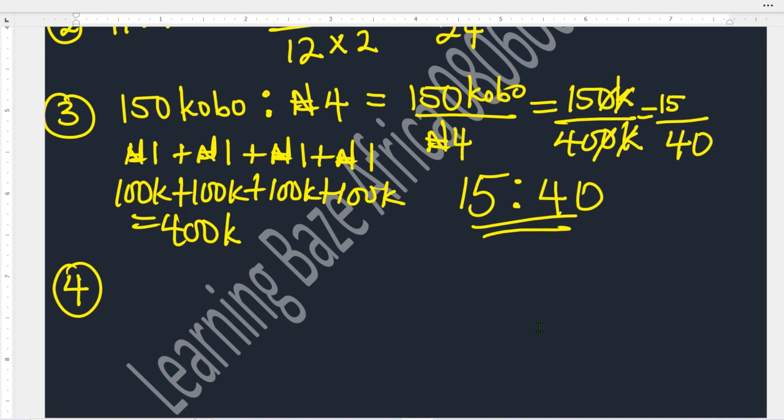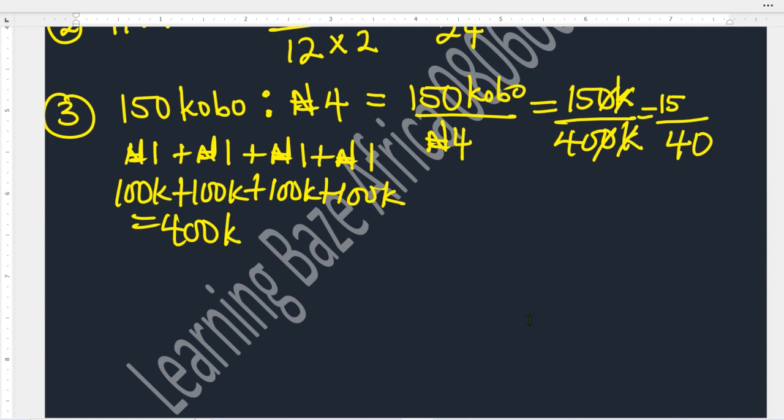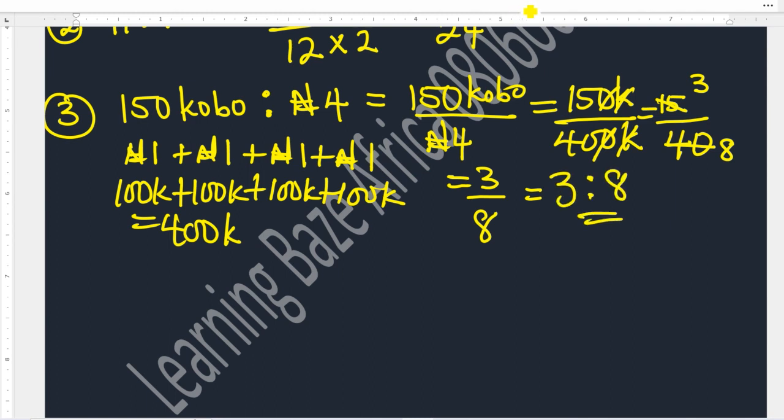Okay, so I hope you understand. Oh, thank you. Now I can see 15 ratio 40. Yes, 5 can still divide. 5 can divide 15 and 5 can divide 40. So 5 into 15, that is 3. 5 into 40, that is 8. So that will be equal to 3 over 8. Writing it back as a ratio, that will be ratio 3 is to 8.